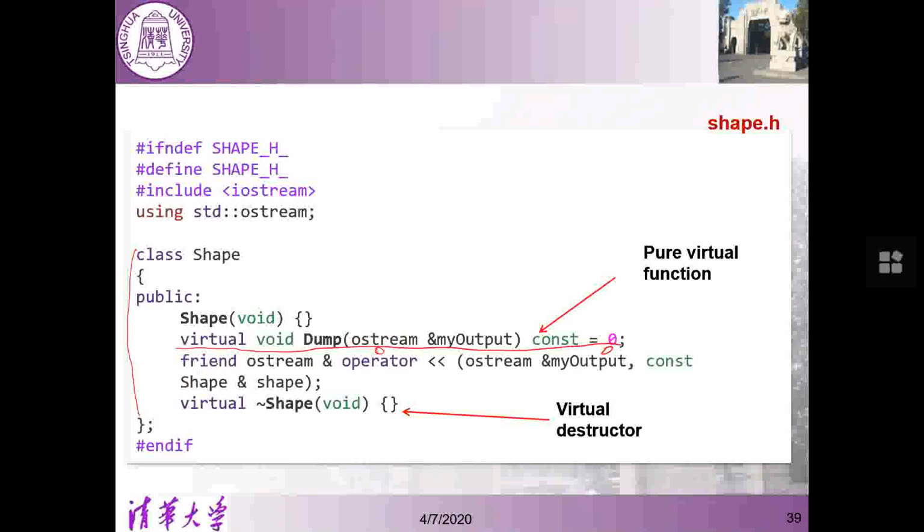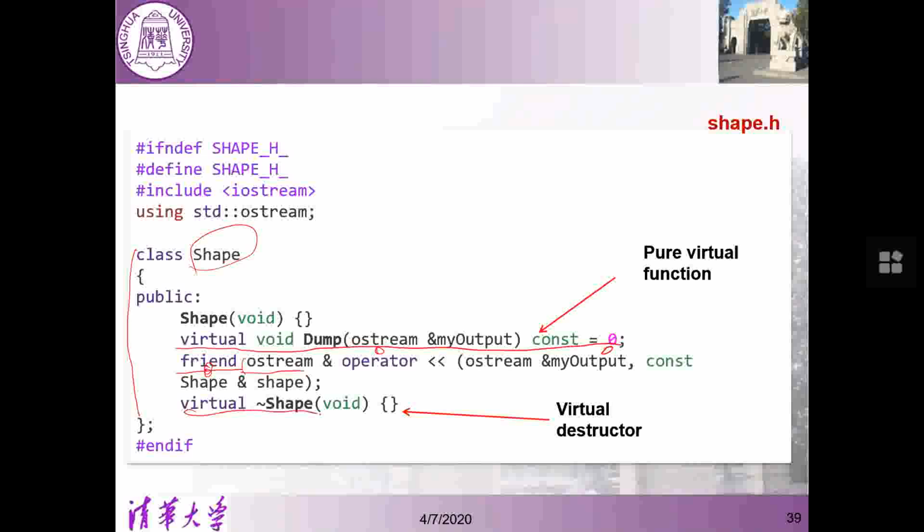Then we have this friend again. We mentioned that friend, in most cases, is not necessary. If we do not have this friend keyword, we just define this function outside of this class. It will be fine. Actually, this function is still defined outside of this class. You just declare this function in the class body.